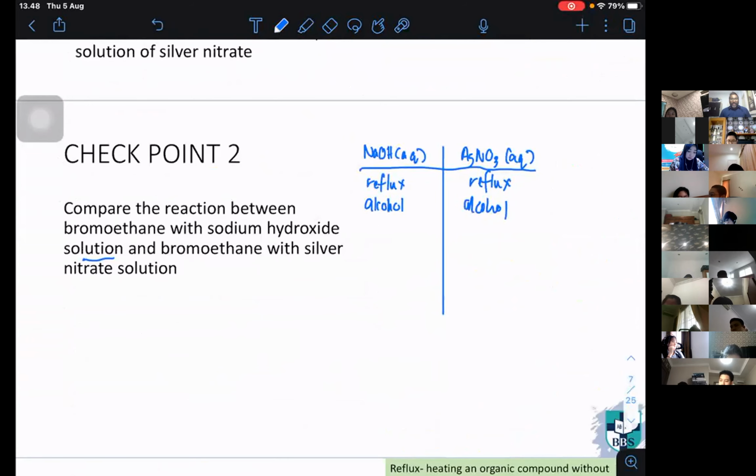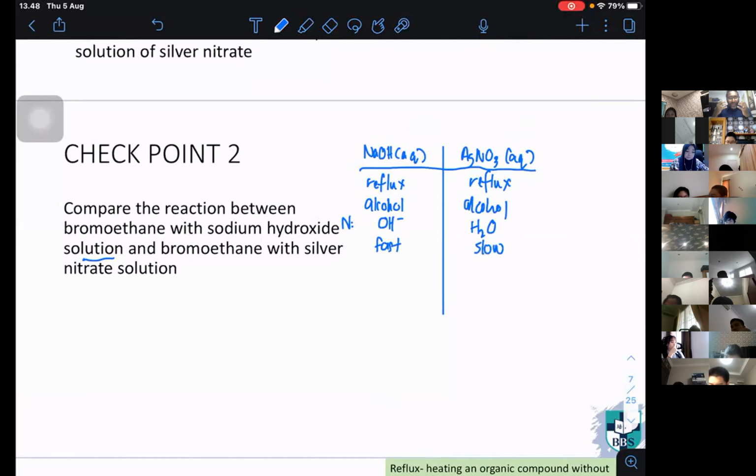But when it comes to the nucleophile, I'll just put N over here, there's going to be a difference. The nucleophile is OH minus. The nucleophile over here is water. If you compare whether they are going to be fast or slow, because this is negative, this is going to be fast, and this is going to be slow.